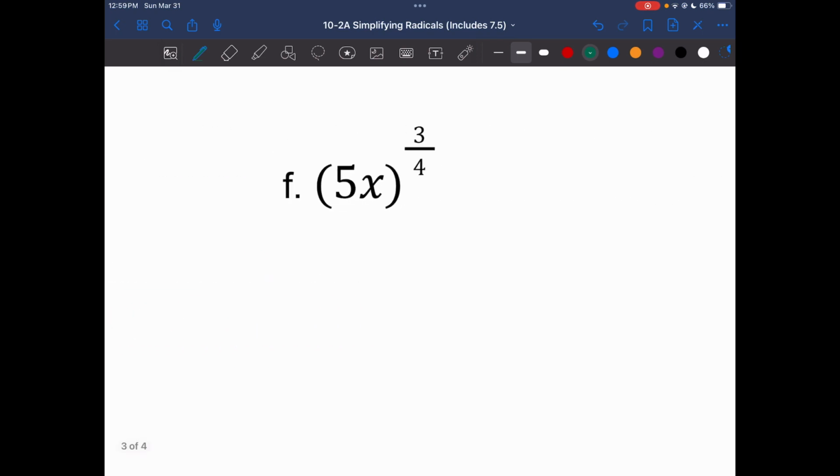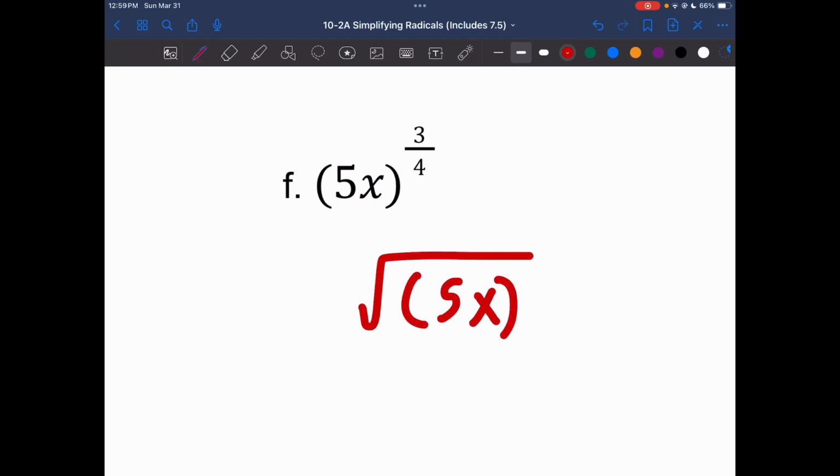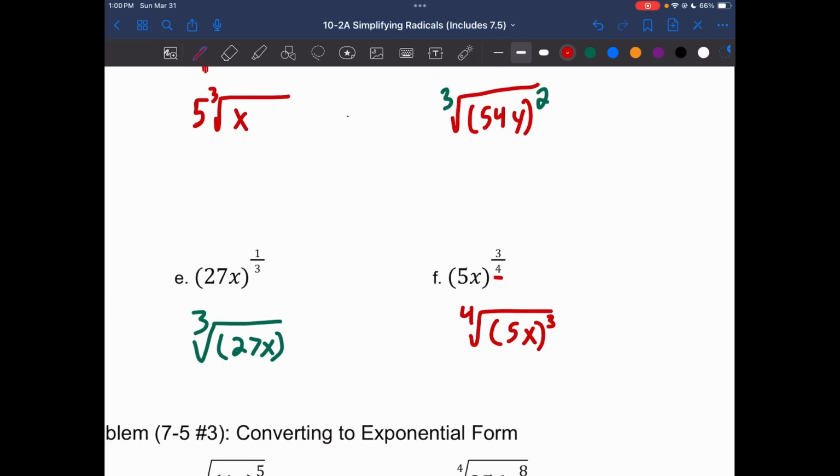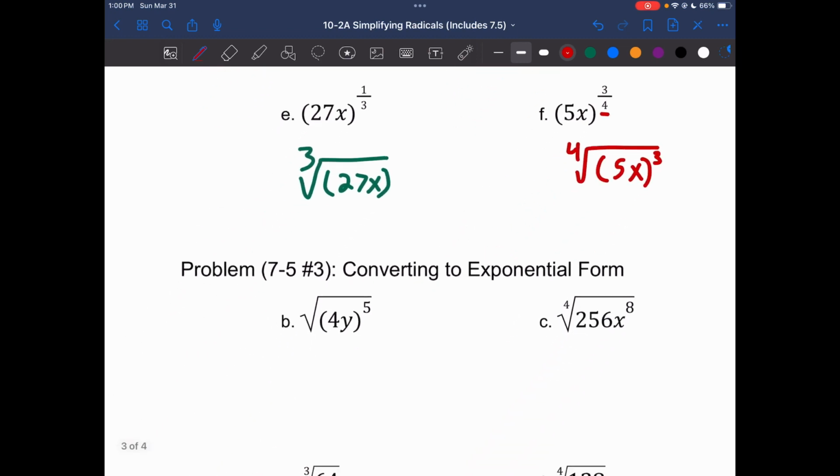Letter F, we have 5x to the 3/4 power. So again, we need the radical. We need the parentheses 5x, and it's being raised to the third power. And we're looking for the fourth root because our denominator is 4. So we're looking at the fourth root of the quantity 5x cubed. And as I look at that, there's nothing that you would be able to simplify from that just off the top of your head.